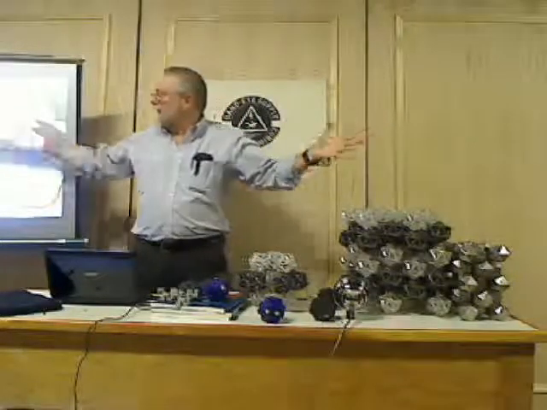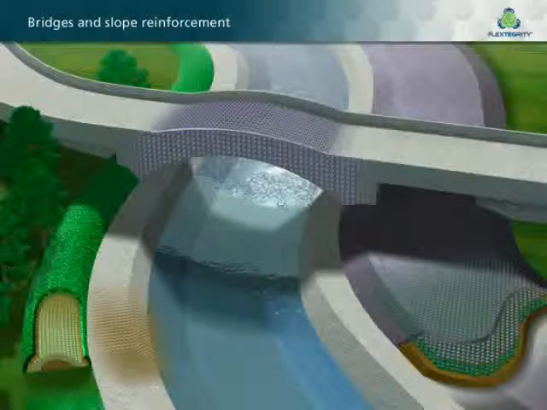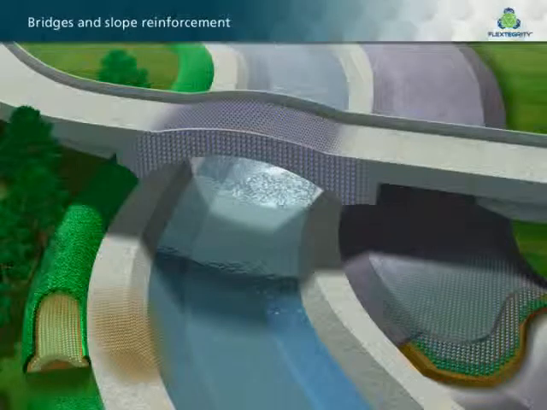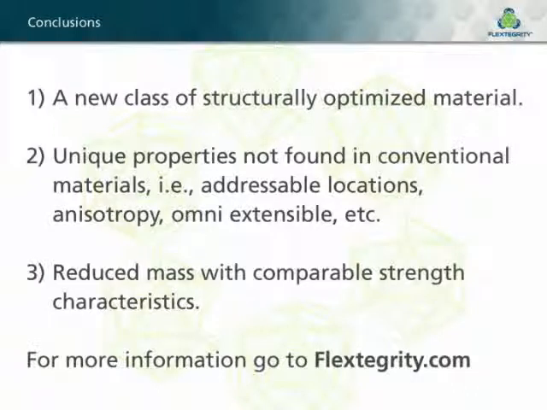It's just a concept. There's a quiz at the end of this. I want you to come up with big ideas. So, there is a conclusion. You're lucky. It's a new class of structurally optimized materials that has unique properties not found in existing materials. We can reduce the mass of comparable materials with the same strength characteristics. And everything that I've talked about is available on my website. That's it. Thank you.